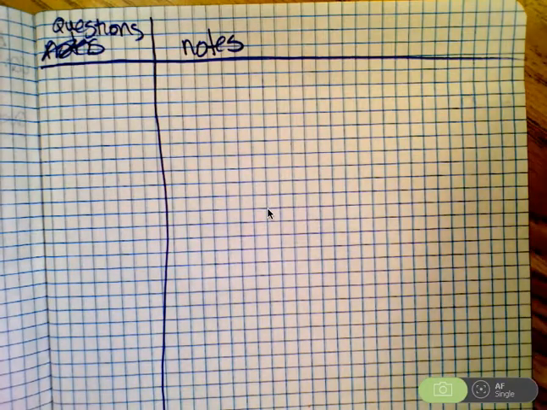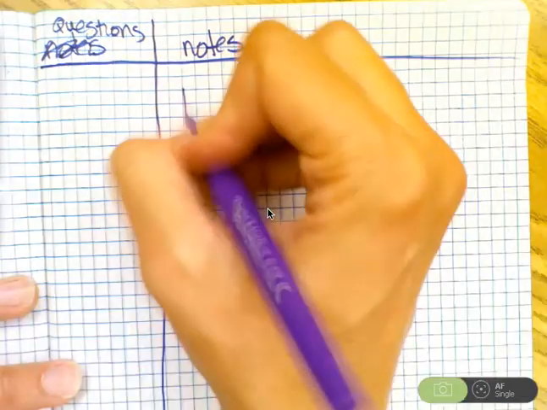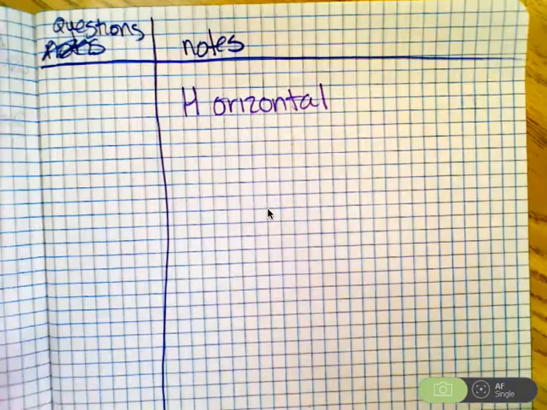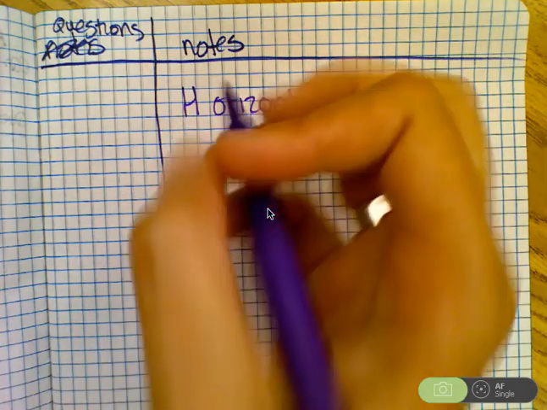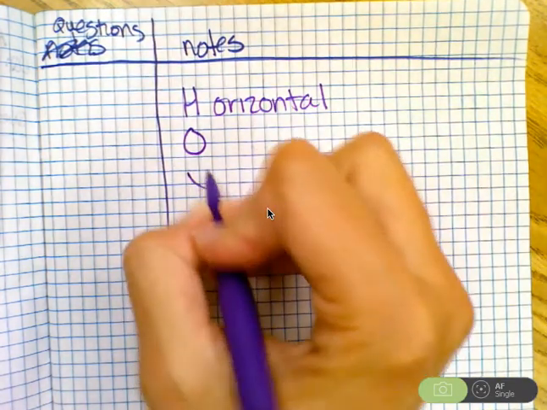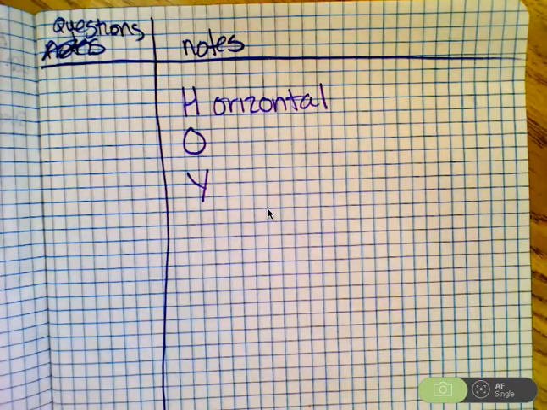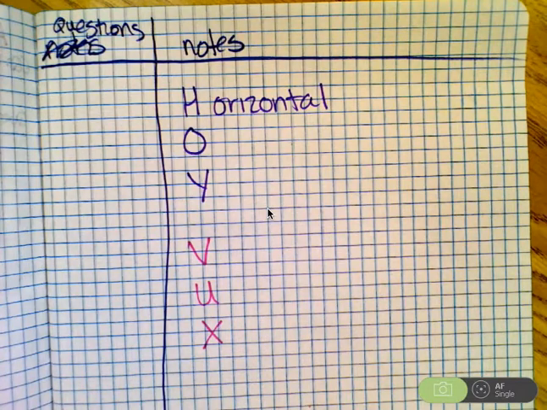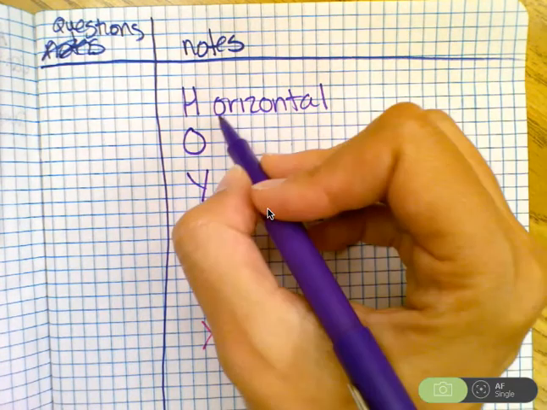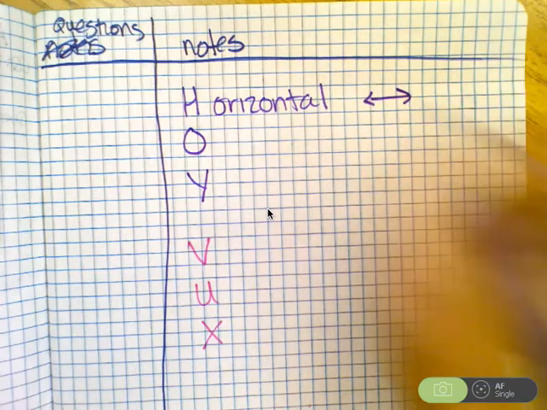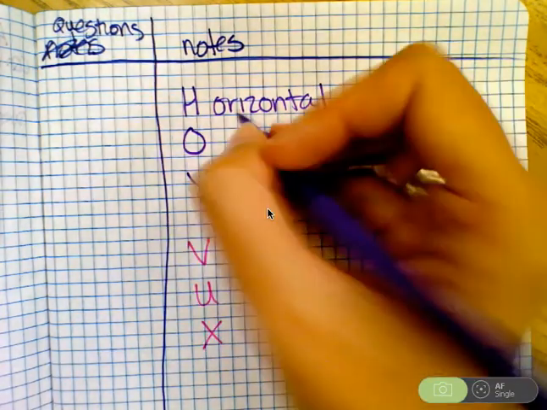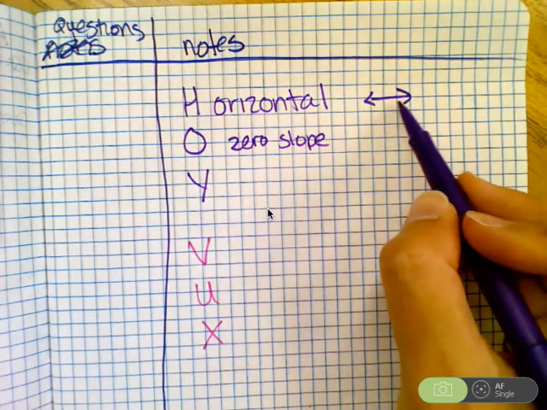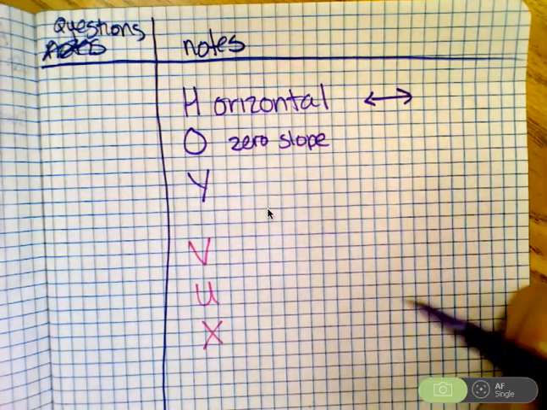Okay, so now we're gonna look at horizontal and vertical lines. The way that some people use to remember these is the acronym HOY and VUX. H stands for horizontal, so horizontal line goes that way. The O is because it has a 0 slope, and if we look at a horizontal line, you can see it's not going up or down at all, so the slope of that is 0.